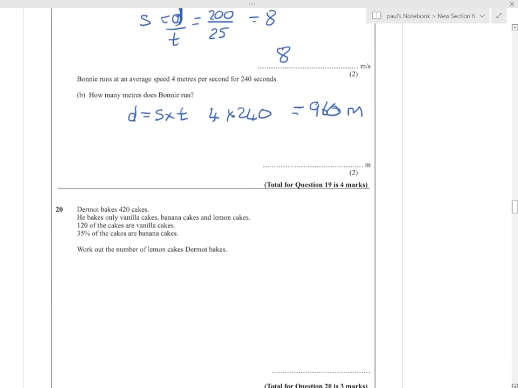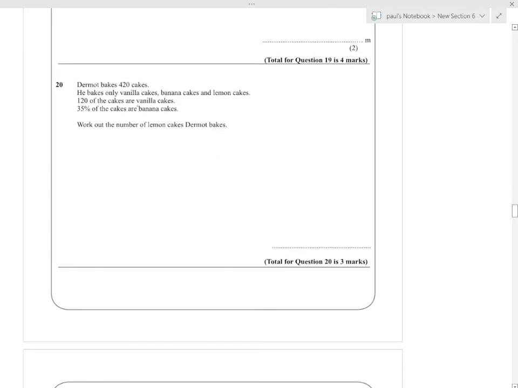Okay, next one. Dermot's making some cakes. He bakes only vanilla cakes, banana cakes, and lemon cakes. 120 of the cakes are vanilla, 35% of the cakes are banana cakes. Work out the number of lemon cakes. So, if we've got 420 cakes, minus 120, because that's the vanilla, so we've got 300 left. So we've got 120 vanilla. We know that. 35% of the cakes are banana. So we want to find out what 35% of 420 is. I hope it's not 35% of 300.